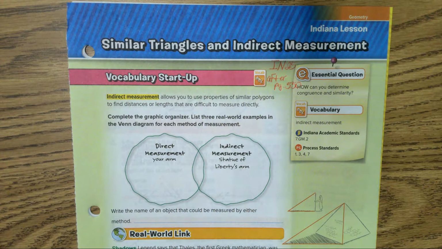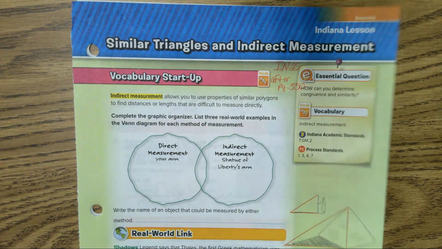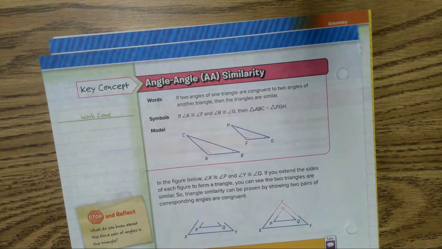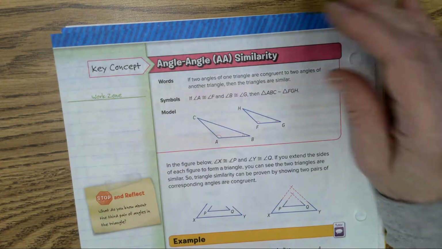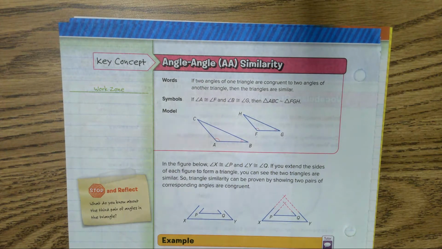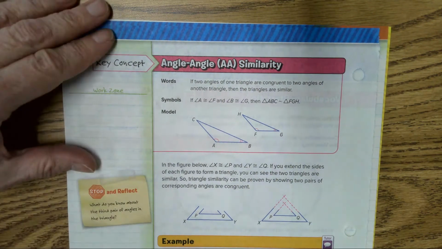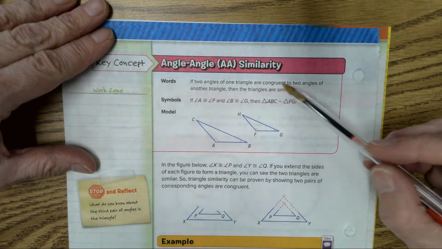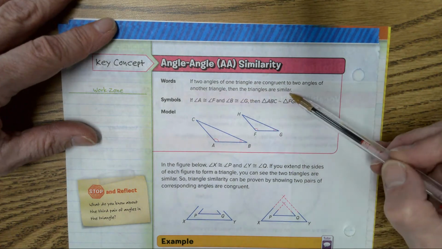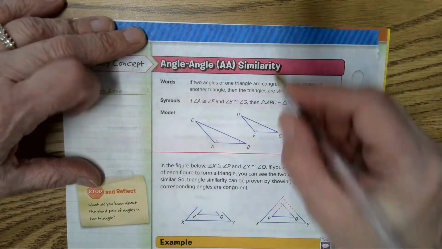Now, we're not going to take time to write out the parts of this page on IN25, so we're going to turn it and go to the next page where we have our official boxes with the words and formulas. It says, if two angles of one triangle are congruent to two angles of another triangle, then the triangles are similar. Okay, circle the word congruent.